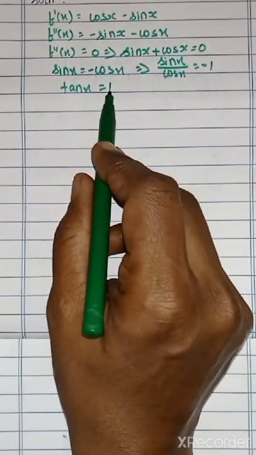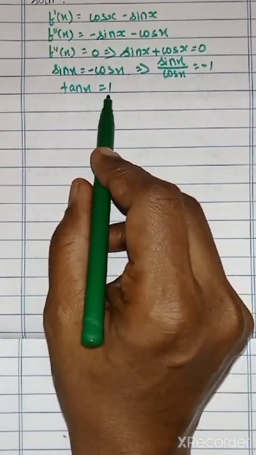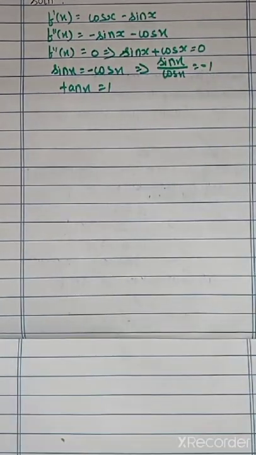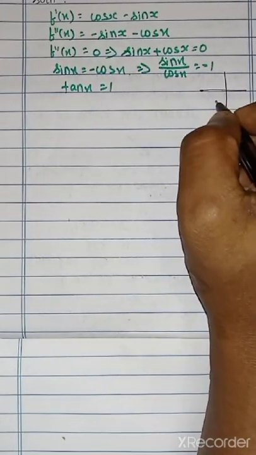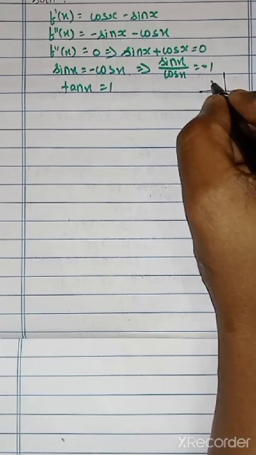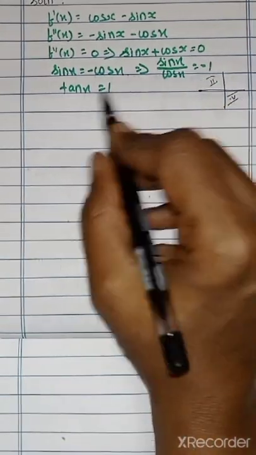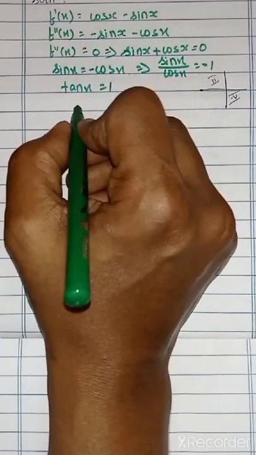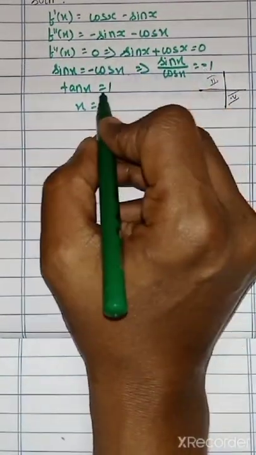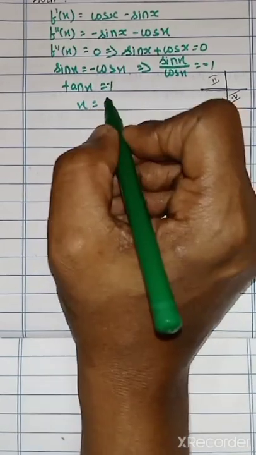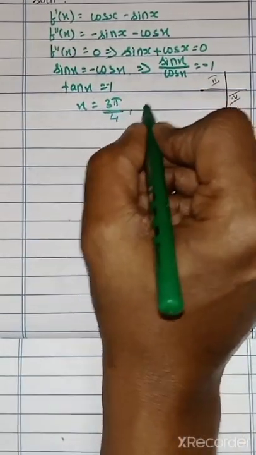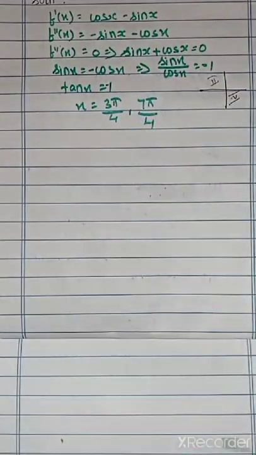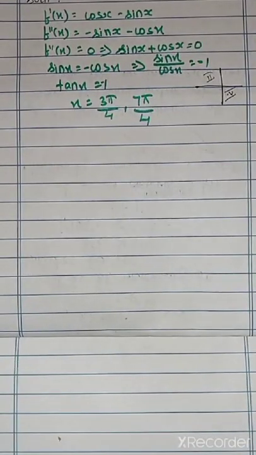Now tan x gets value 1 when it is pi by 4. But here it is minus 1. Correct? Now tan gets a negative value according to the ASTC rule: in the second quadrant and fourth quadrant tan will take a negative value, right? So x equal to pi by 4 is for 1, but here we are getting minus 1. So for minus 1, we will get x equal to 3 pi by 4 in the second quadrant, and 7 pi by 4 in the fourth quadrant. So what is your x value? 3 pi by 4 and 7 pi by 4.